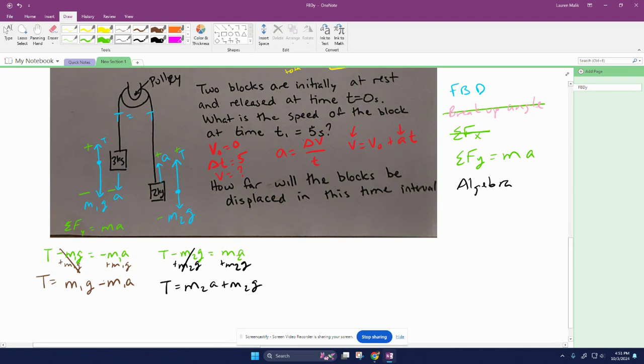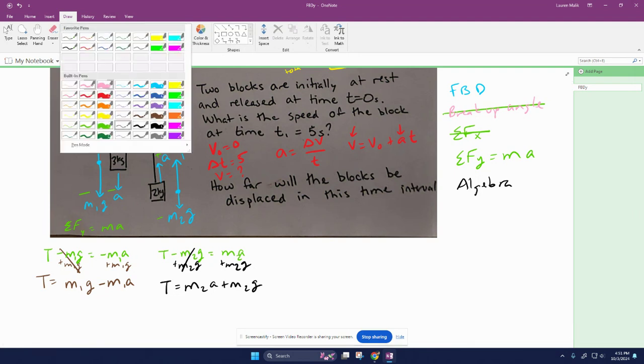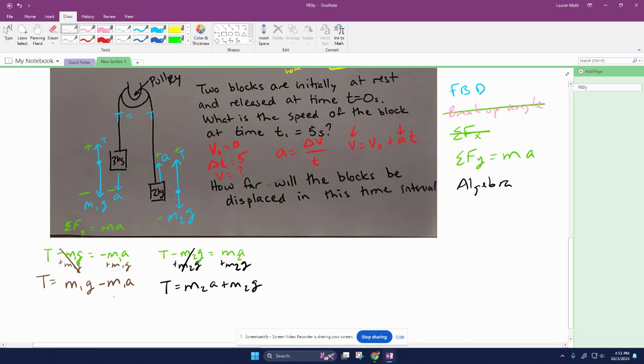Okay. What we do need to make sure is that we keep track of which things are positives and which things are negatives. So now we know that these are two tensions and that they're equal to each other. So algebra tells us that we can set these two equations equal to each other. So M1G minus M1A equals M2A plus M2G. Again, algebraically, at this point, all we're doing is algebra. So I'm going to try to figure out what is my next step.